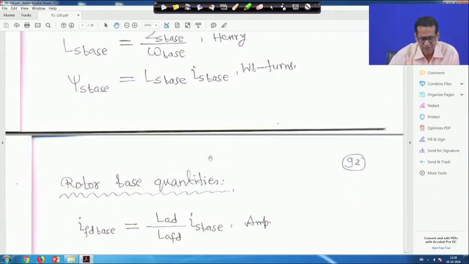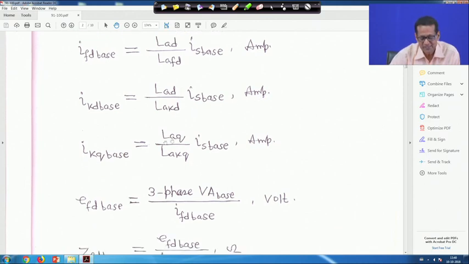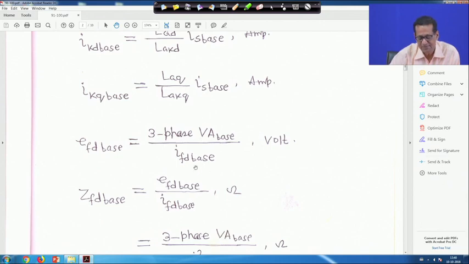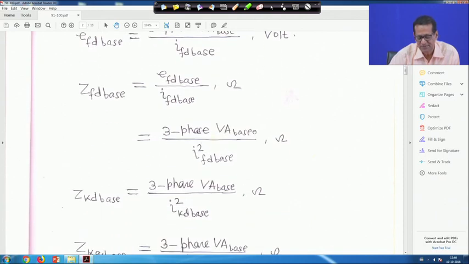So next, rotor base quantities. This is a summary. IFD base will be LAD upon LFD into IS base, in ampere. This will help you to solve numericals. IKD base will be LAD upon LAKD into IS base, in ampere. IKQ base will be LAQ upon LAKQ into IS base, in ampere. EFD base will be 3-phase volt ampere base upon IFD base. This is in volt. ZFD base is equal to EFD base upon IFD base. This is ohm, equal to 3-phase volt ampere base divided by IFD base squared.